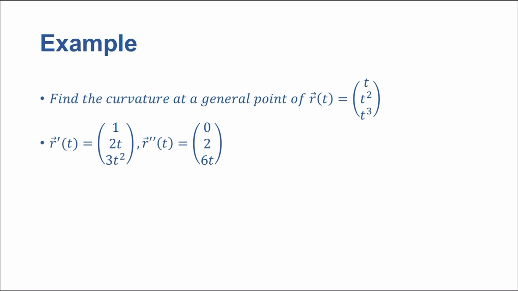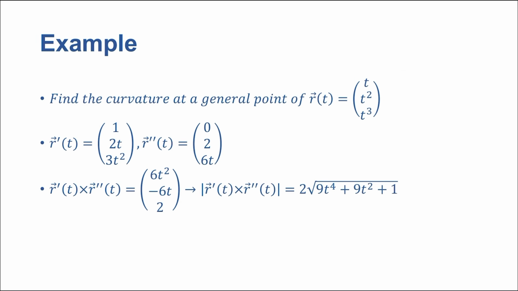Should be fairly simple. And now we want to find the cross product of the first derivative with the second derivative. Now, to do that, we take the vector product by using that determinant method, or you could have just remembered the vector formula, but we get 6t squared, negative 6t, and 2. Now we want to take the magnitude of this guy. So to take the magnitude, we just sum all of the squares and then square root. So we get 2 times the square root of 9t to the fourth plus 9t squared plus 1.